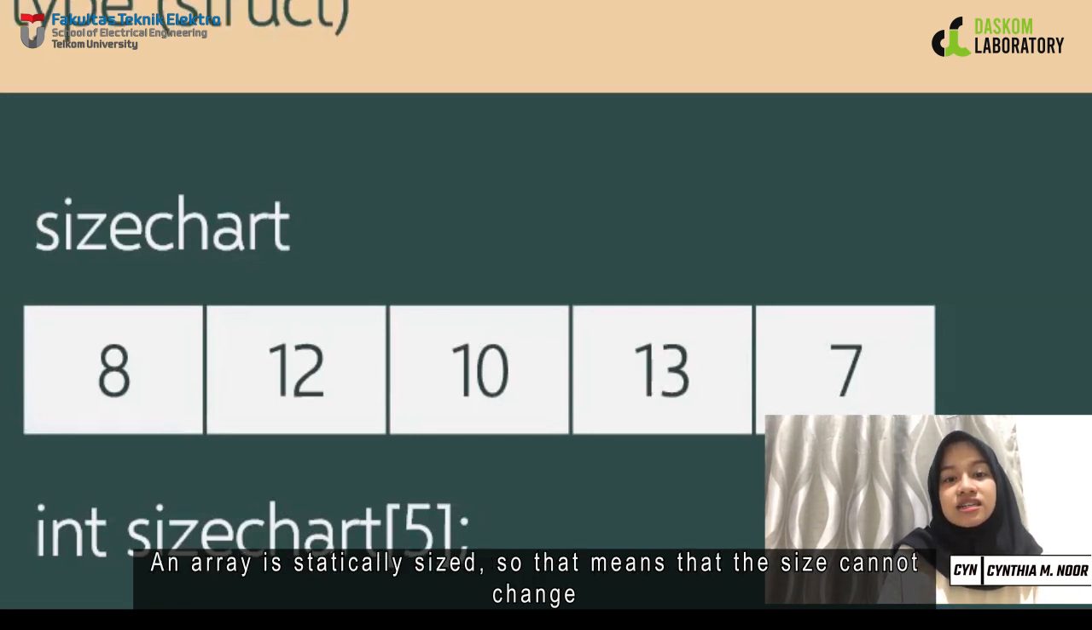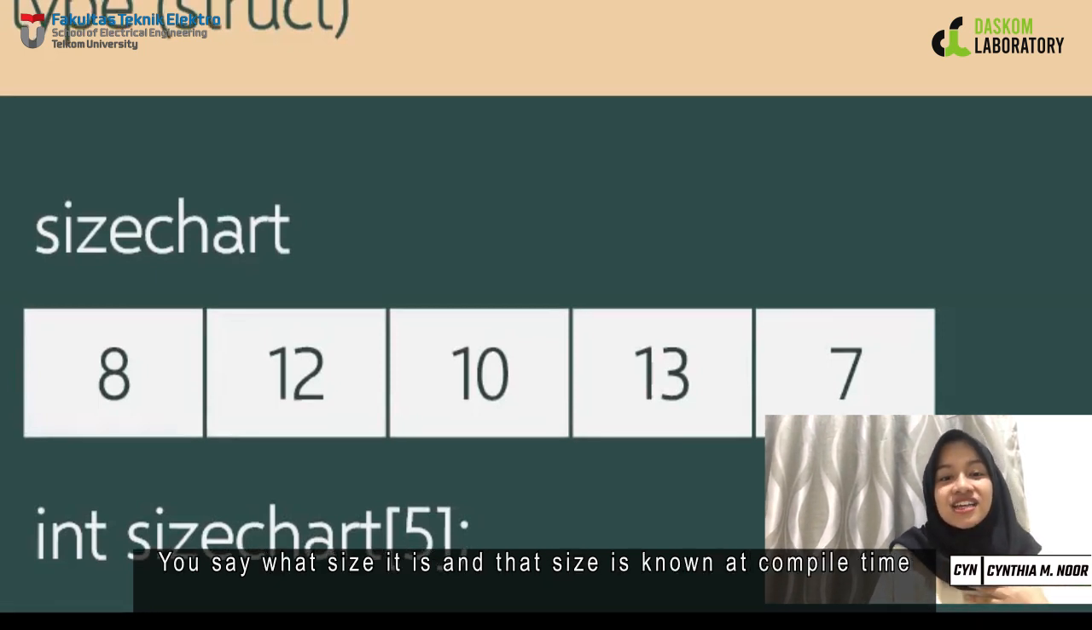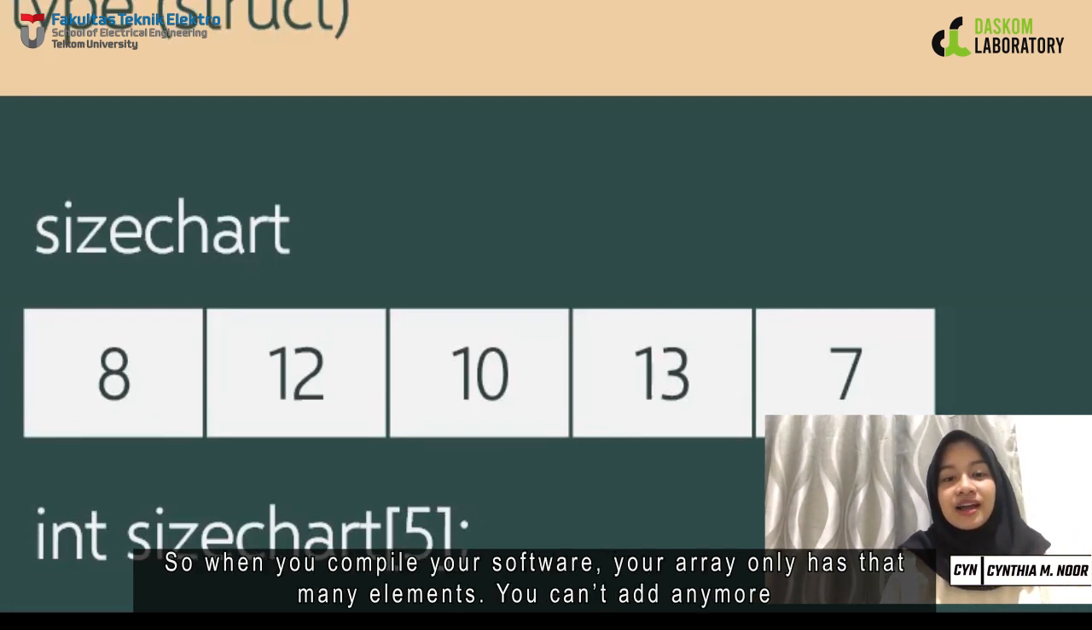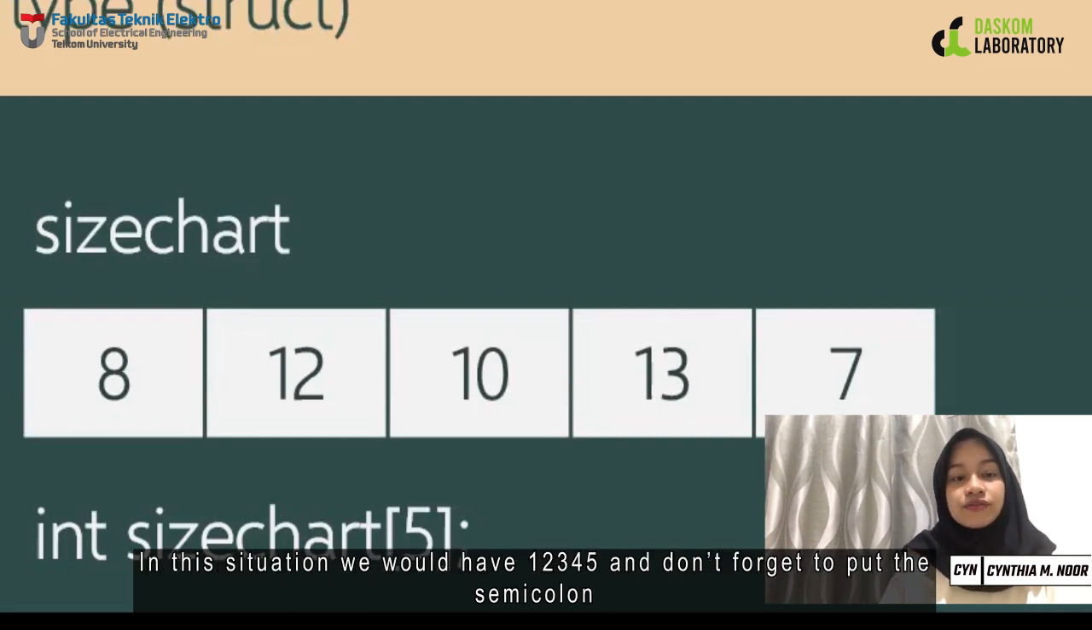An array is statically sized, so that means the size cannot change. You say what size it is, and that size is known at compile time. So when you compile your software, your array only has that many elements. You can't add any more. In this situation, we would have 1, 2, 3, 4, 5. And don't forget to put the semicolon.